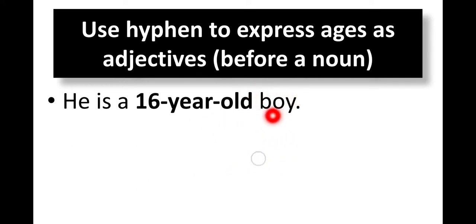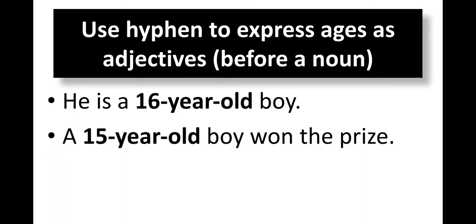And a noun is there after this phrase. So whenever we are using the "year-old" phrase before a noun, we use hyphens and we write "year", not "years". Alright, so he is a 16-year-old boy. Now look at another example. A 15-year-old boy won the prize. Again the same thing. "A" is here, hyphens are here, "year", not "years".